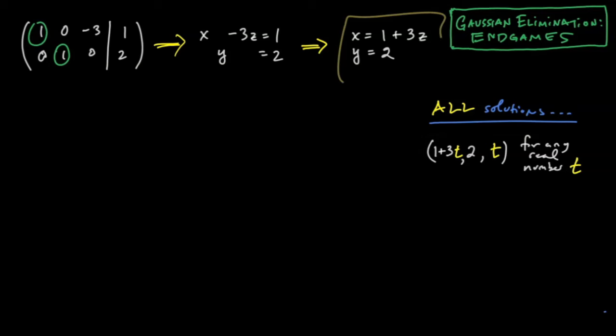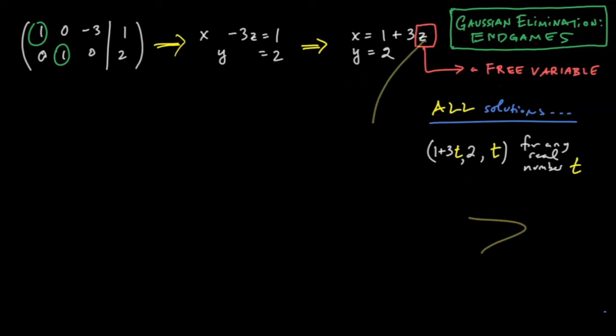And when we wrote our underlying system in this form right here, after pushing everything that wasn't the leading variable over to the right, which in this case was just that 3z, we should recognize that this variable z is what we would call a free variable, which is why its value in my general expression for the solution here is just a parameter. It can be anything. It's free to be anything you like, unlike the other two cases.